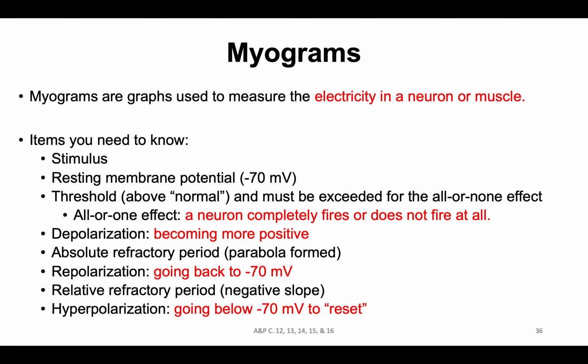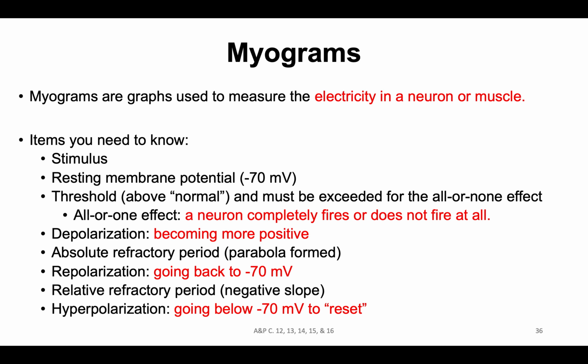So when we look at the electricity in a neuron, we use something called a myogram. When you're reading a myogram, some important things to keep in mind is you need to know a stimulus. In order for the electrical gradient to change, there has to be a stimulus applied to our neuron. You need to remember that resting potential is negative 70 millivolts. That threshold is when we go above normal, so above that negative 70. And that threshold has to be exceeded for the all or none effect to happen. The all or none effect is when a neuron fires, it either fires completely or it doesn't fire at all. There's no halfway.